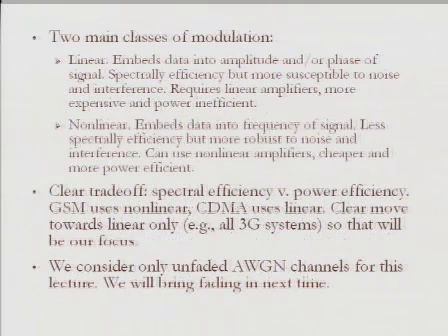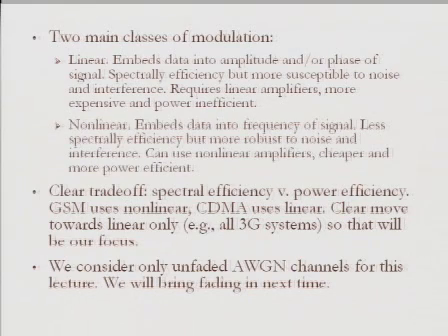So there are 2 classes of modulation, linear and nonlinear. The linear modulation formats embed the information into amplitude and/or phase. These types of modulations are spectrally efficient, so they use bandwidth very well, but are more susceptible to noise and interference. And more importantly, they require linear amplifiers. Otherwise, the linearity is lost. So the amplifier has to be linear, otherwise the linearity is lost.